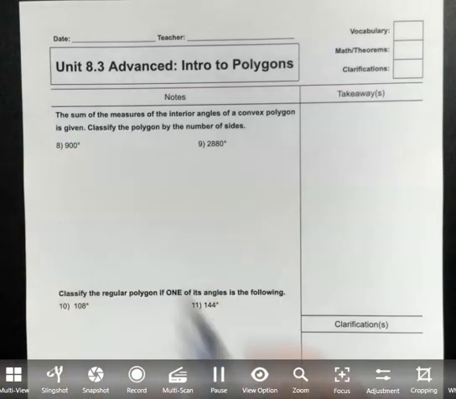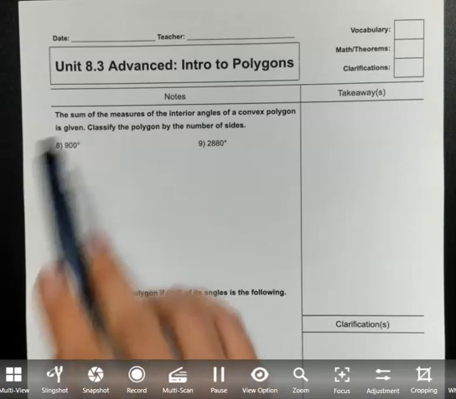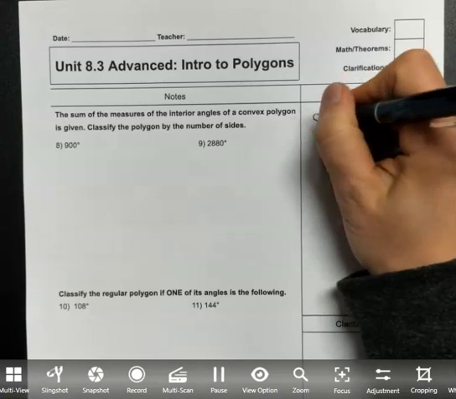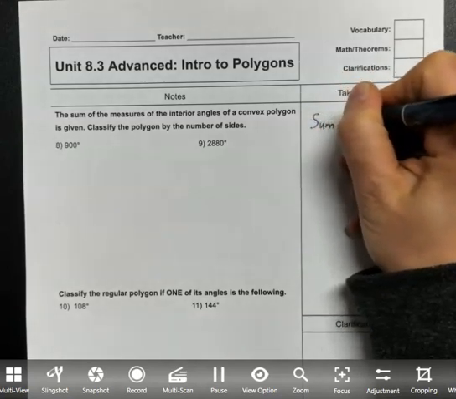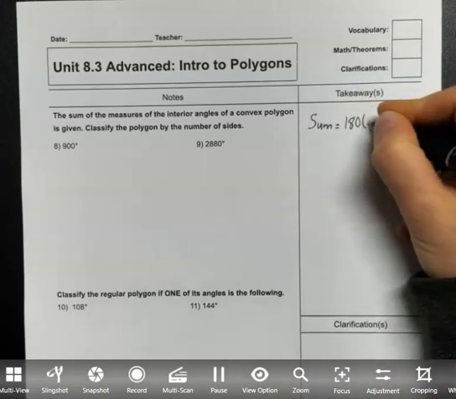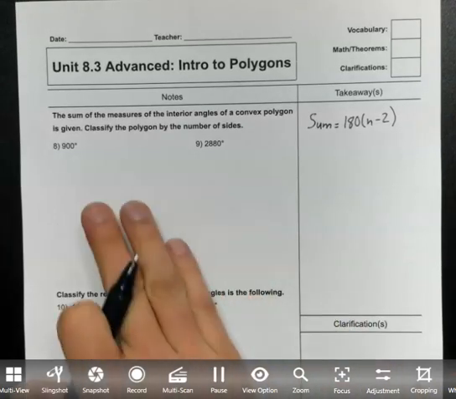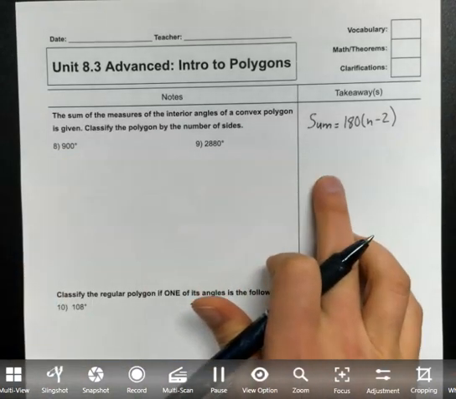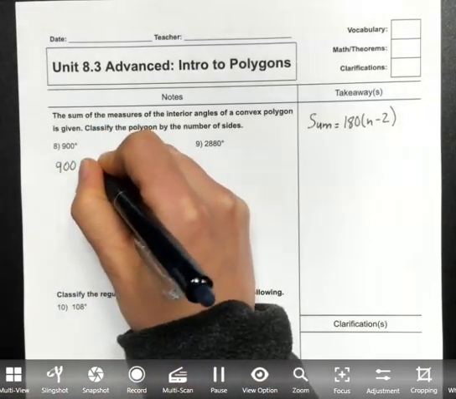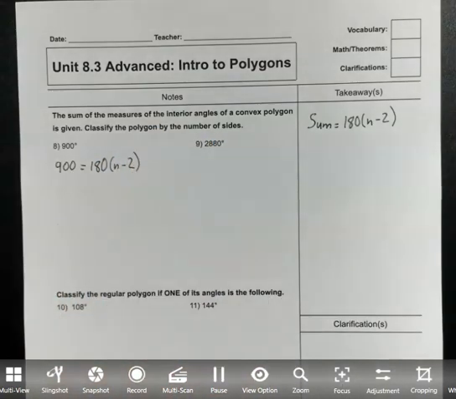Okay, so when we read the instructions that this right here is a sum of all the angles of a polygon, then we need to know the formula for the sum of all the angles of a polygon. So the sum is 180 times n minus 2. Nothing new there, right? So now I'm going to go ahead and set this sum equal to that. So I'm going to say, hey, 900 equals 180 times n minus 2. Okay?